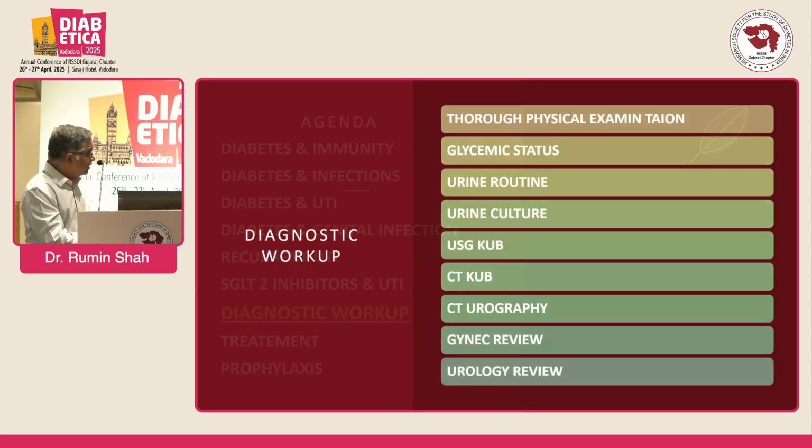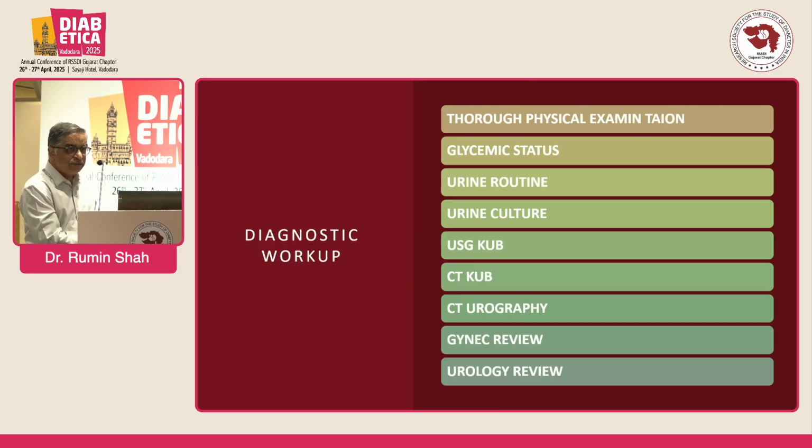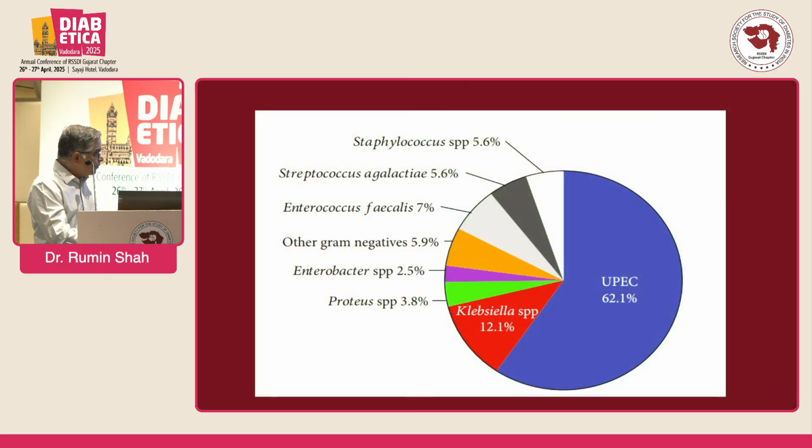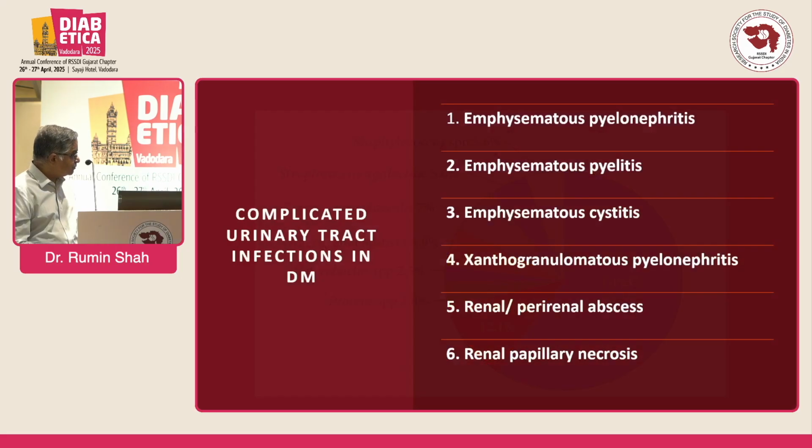What is the diagnostic workup that you would do in patients with urinary tract infection? In a diabetic, yes, the standard glycemic status, the fasting, PP2, A1C, CGMS, whatever. Urine routine and culture, if need be a sonography, CT urography, and whenever indicated, intervention by a gynecologist or a urologist. The commonest species seen in culture is E. coli to the tune of 62%. In this international study, 12% would have Klebsiella, and a few would have Proteus, Enterococcus, and other organisms.